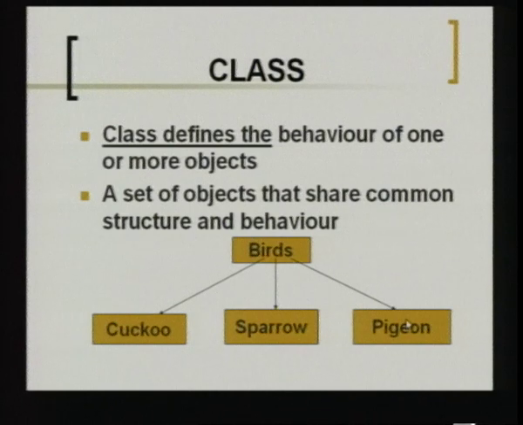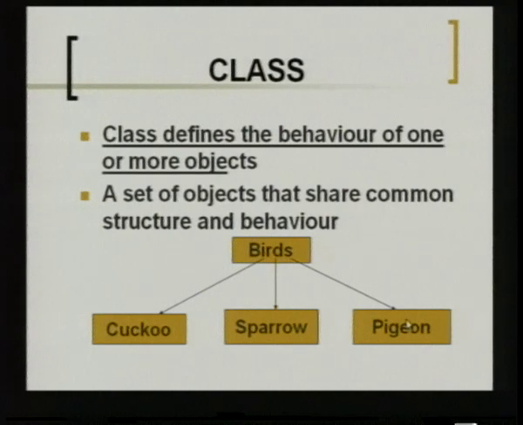Next, you have something called the class. So, what is the class in object oriented programming? A class is something that defines the behavior of one or more objects. So, you know what is an object. The concept is object oriented programming. So, everything in this programming revolves around the word objects.